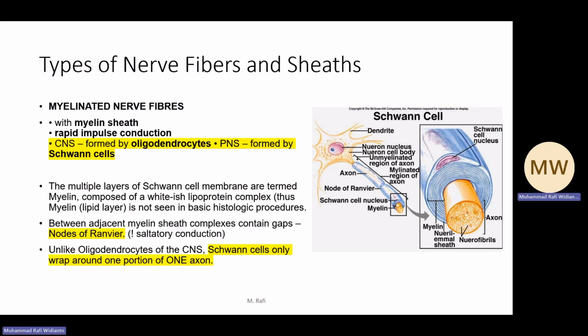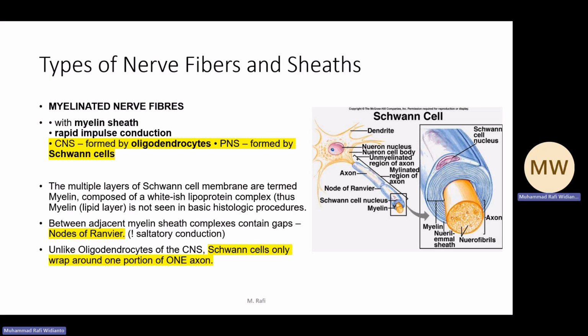Between adjacent myelin sheath complexes, we have gaps known as nodes of Ranvier, and they are very heavily concentrated in voltage-gated sodium channels. Because of that, the action potential keeps on going, because there is continuous exchange of ions, with sodium channels exchanging ions with potassium at the node of Ranvier. This gives it the name saltatory conduction, because it looks as if the impulse is jumping from one node to another.